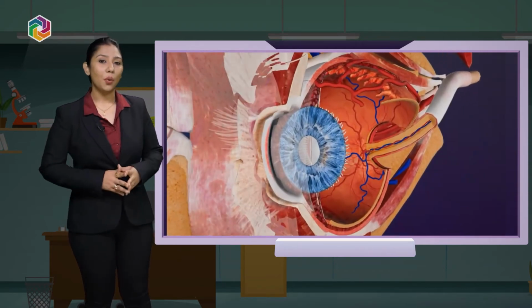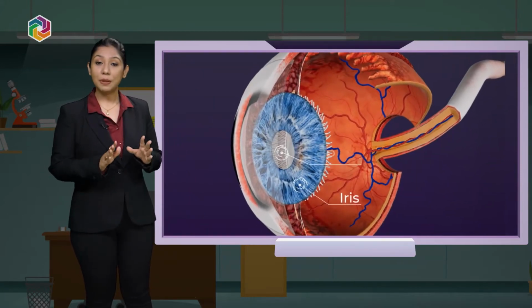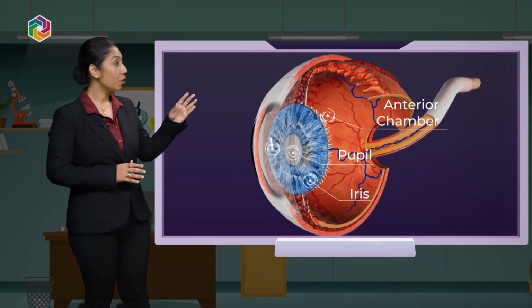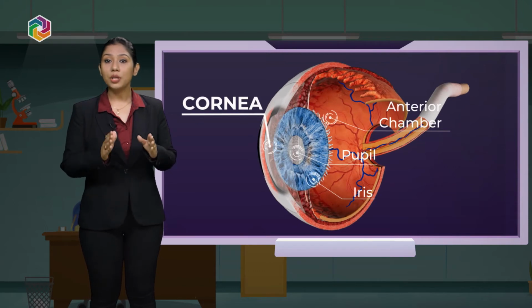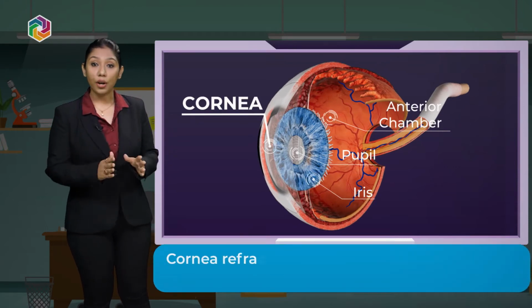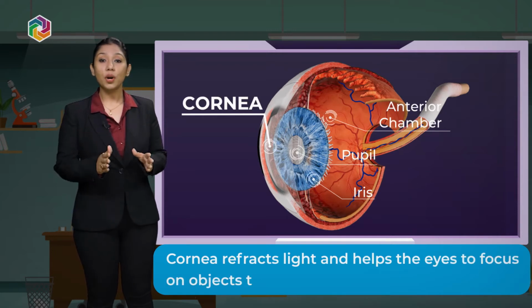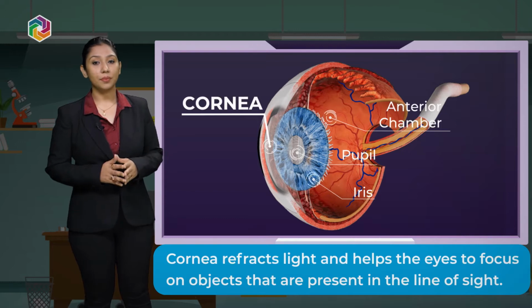The clear window at the front of the eye that covers the iris, the pupil and the anterior chamber is called cornea. The cornea provides optical power to the eyes. The cornea refracts light and helps the eyes to focus on objects that are present in the line of sight.